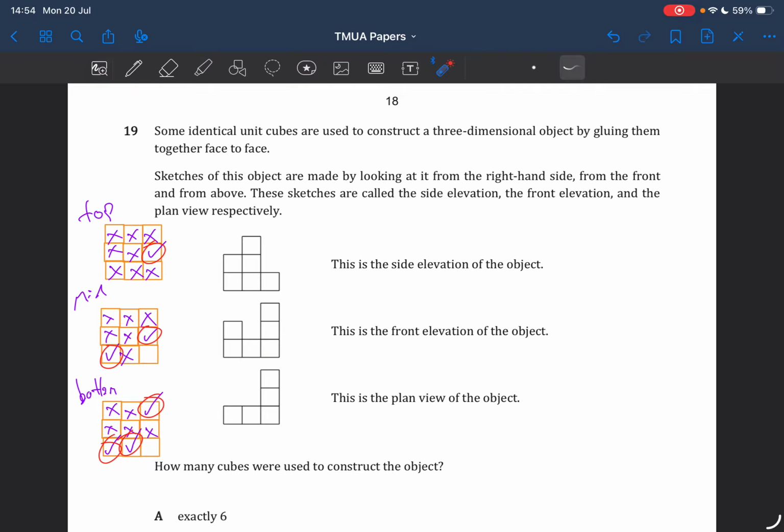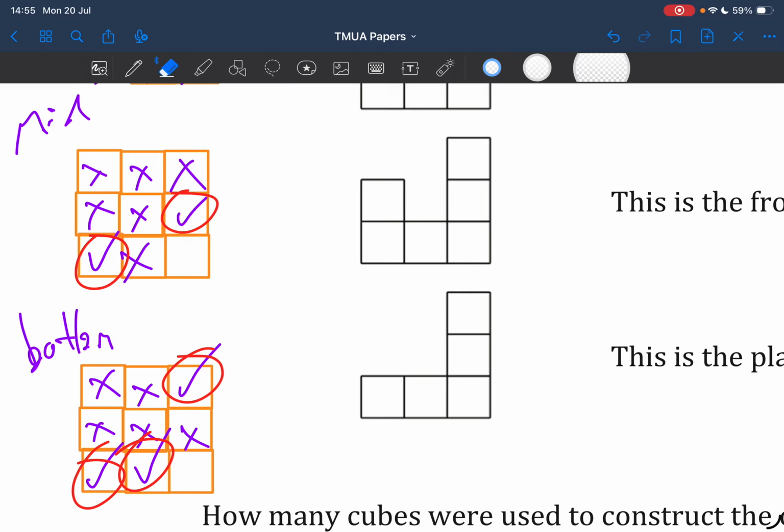Actual answer. Bottom layer. We do need that one. Why do we need that one? Hold on. Plan view, looking down, we had something. Side elevation. Oh yeah, sorry. Side elevation. We needed this bottom one, didn't we? So let's add that one back in.